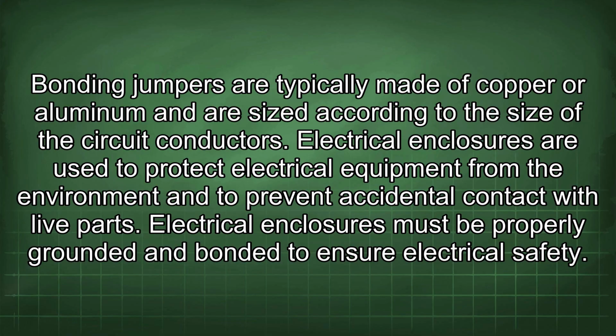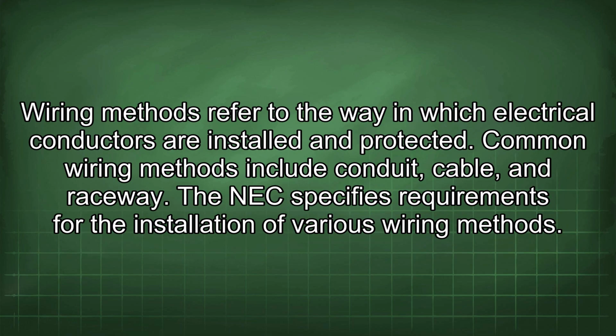Electrical enclosures are used to protect electrical equipment from the environment and to prevent accidental contact with live parts. Electrical enclosures must be properly grounded and bonded to ensure electrical safety. Wiring methods refer to the way in which electrical conductors are installed and protected. Common wiring methods include conduit, cable, and raceway. The NEC specifies requirements for the installation of various wiring methods.